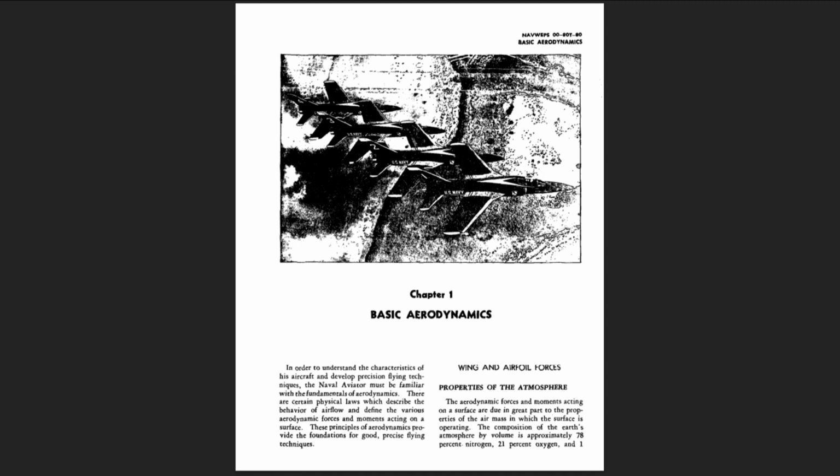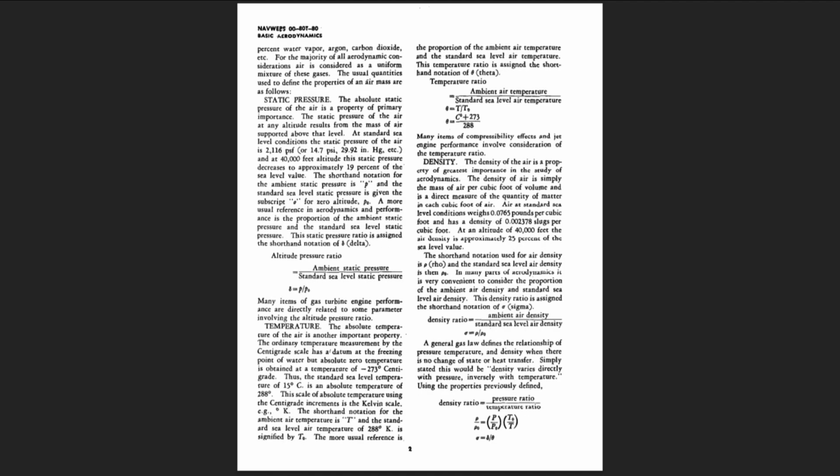Wing and airfoil forces. Properties of the atmosphere. The aerodynamic forces and moments acting on a surface are due in great part to the properties of the air mass in which the surface is operating. The composition of the Earth's atmosphere by volume is approximately 78% nitrogen, 21% oxygen, and 1% water vapor, argon, carbon dioxide, etc. For the majority of all aerodynamic considerations, air is considered as a uniform mixture of these gases. The usual quantities used to define the properties of an air mass are as follows.